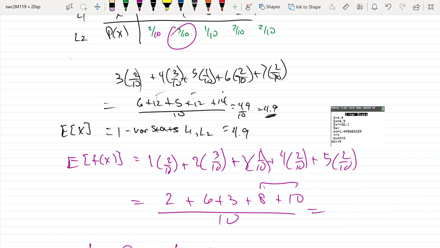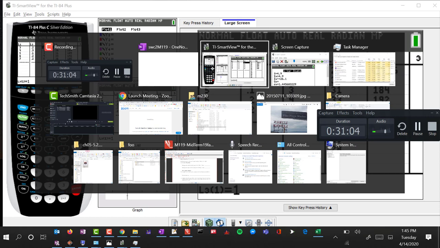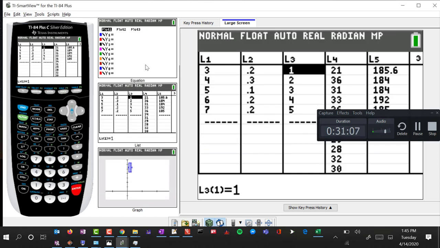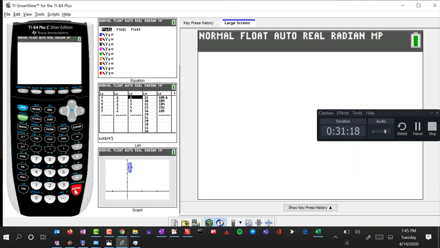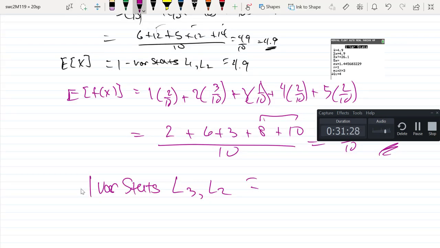Okay, so if we take a look at this, I think we can see where the mistake is. 2 and 6 is 8, and 3 is 11, and 8 is 19, and 10 is 29 over 10, or 2.9. So our answer should have been 2.9. And if we look at what the calculator gave us, I think we also saw that that was 2.9. So if I get out of this and look at my previous entry, we had a 2.9. So that's how we get the expected value of a function of a random variable.